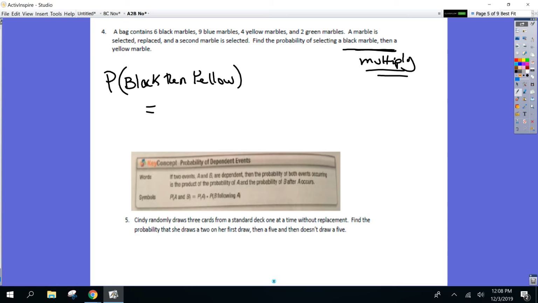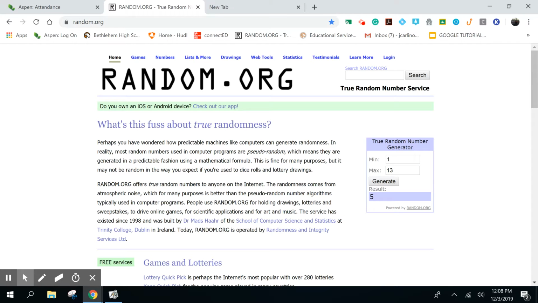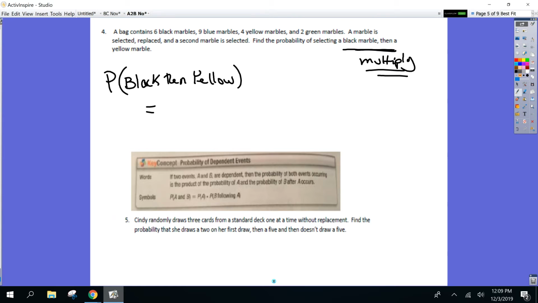Okay, black marble first. Black marble first from all these. What's the probability you pick a black marble first? You guys remember your numbers or no? We got to do this again. Remember our numbers? Here we go, 5. Probability you pick a black here first. How many black marbles are there? 6 out of, add those bad boys up real quick. 6 out of 21.